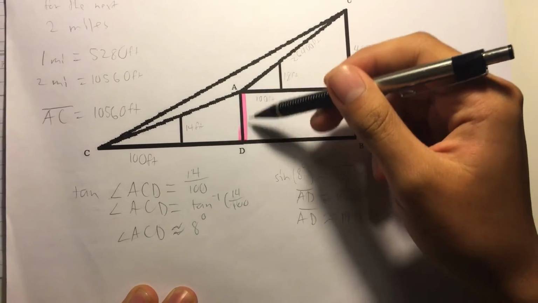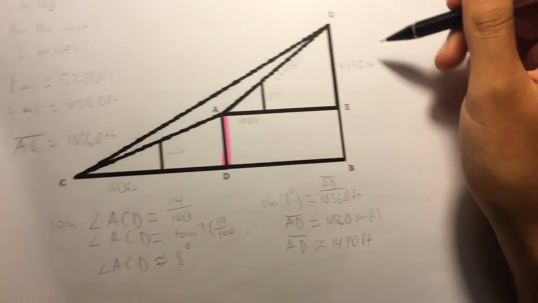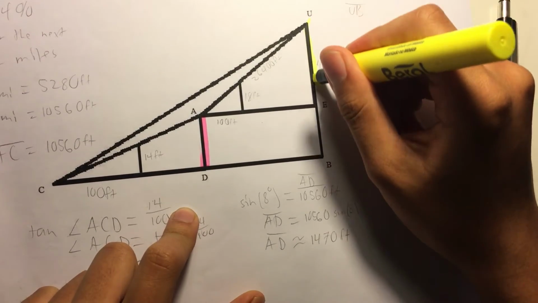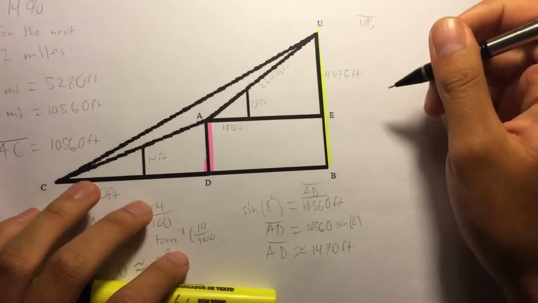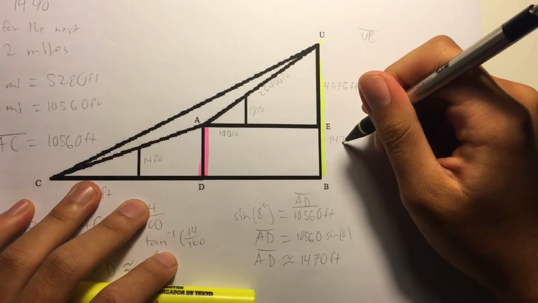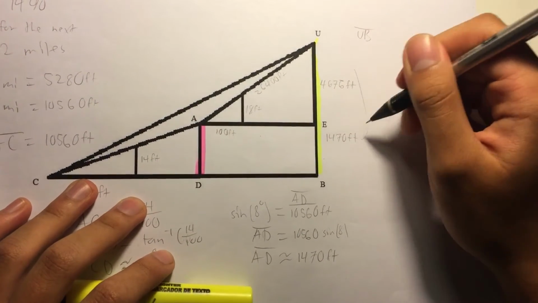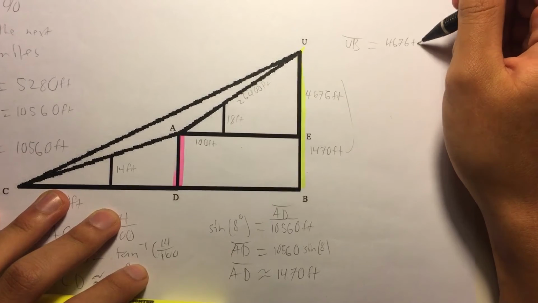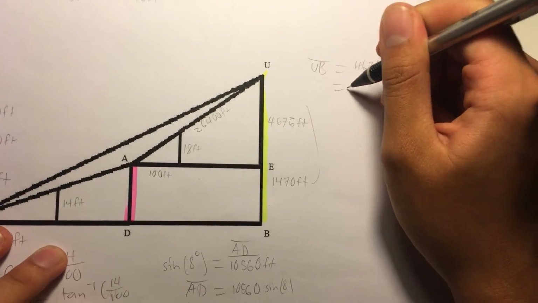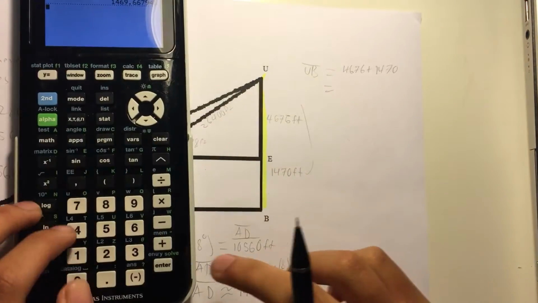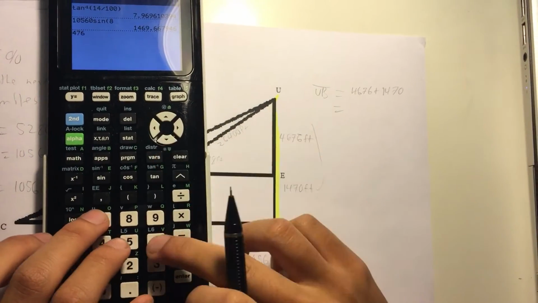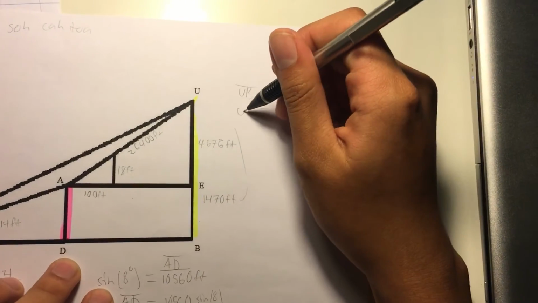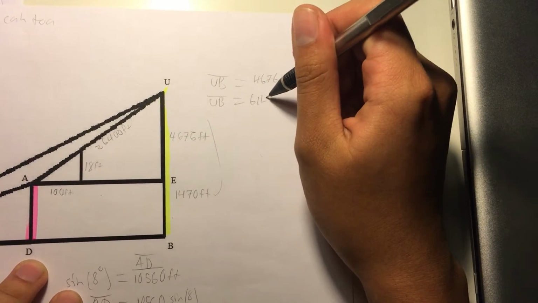Now that we have this length here, we could find the total length of UB. We can find the length by adding together the two values: 1,076 plus 1,470. UB is about 6,146 feet.